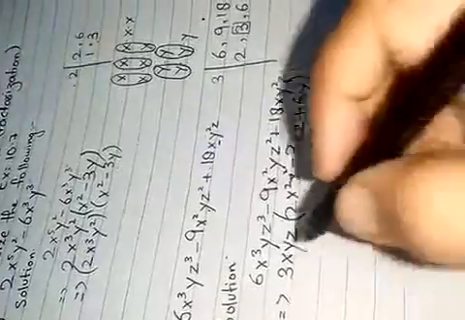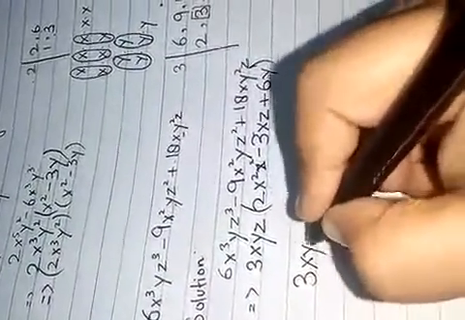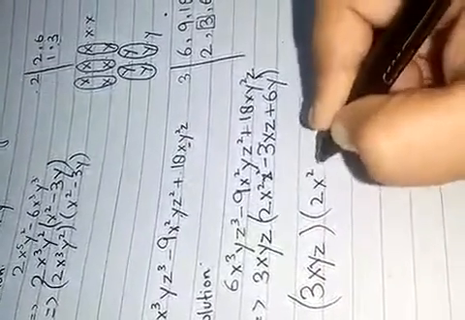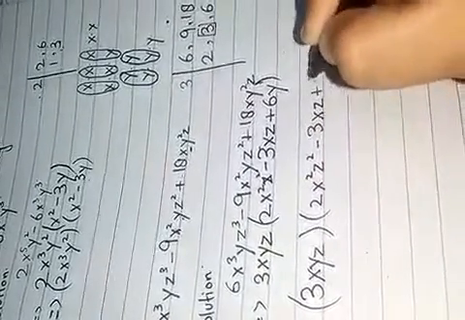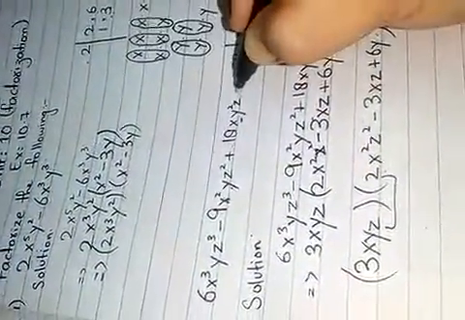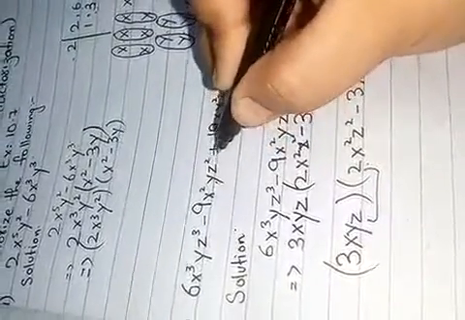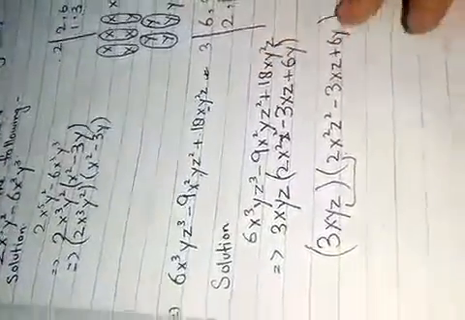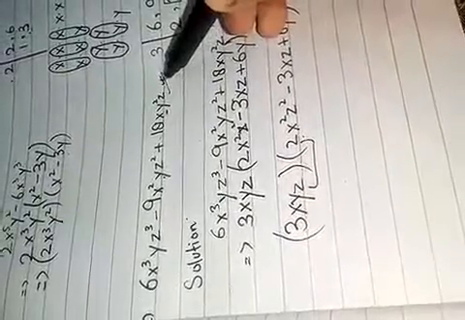So these are the 2 factors: the first is 3xyz, and the second factor is 2x square z square minus 3xz plus 6y. These 2 are the factors of 6x cube yz cube minus 9x square yz square plus 18x y square z. When we multiply both factors, we get this expression again.